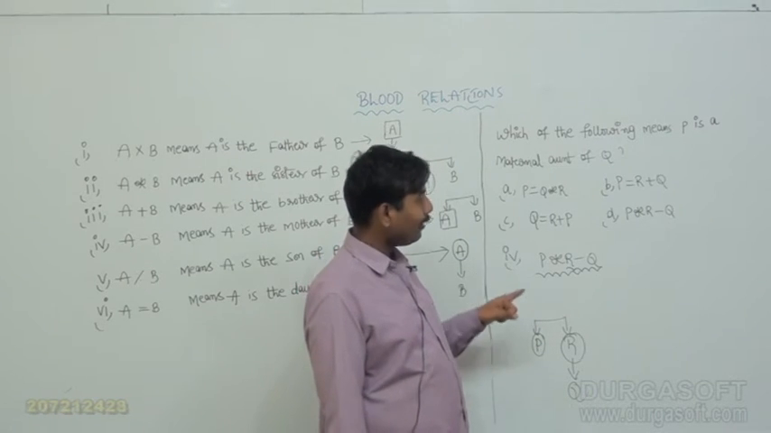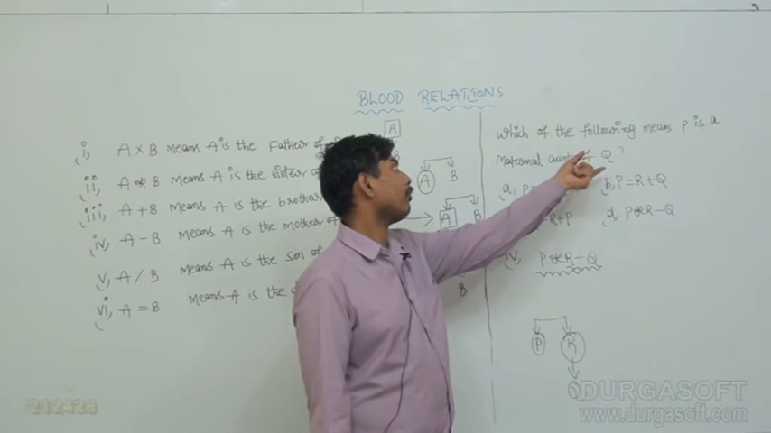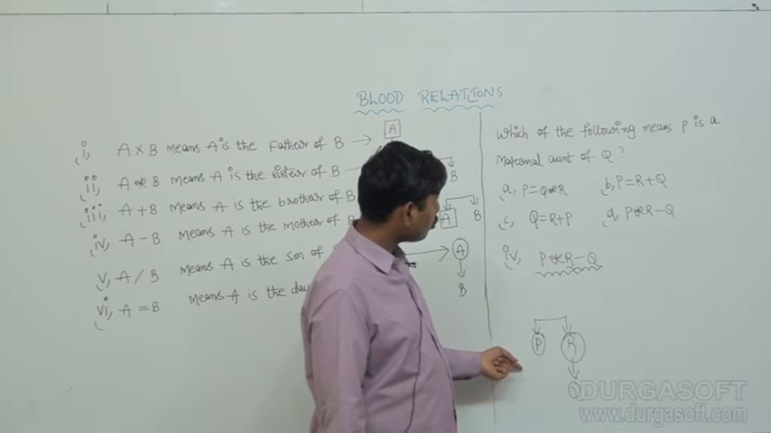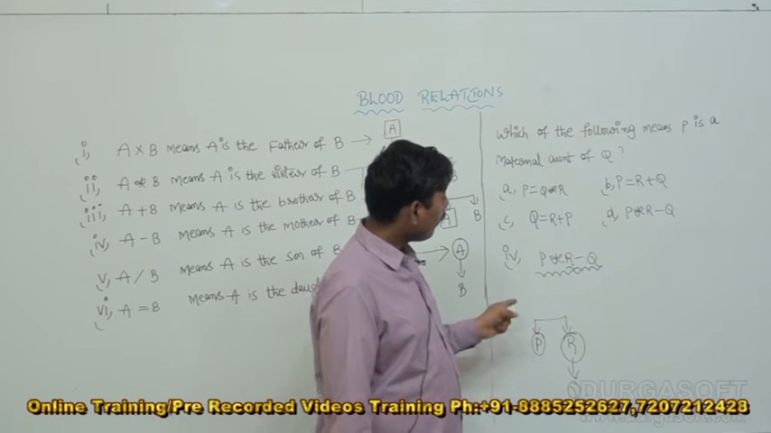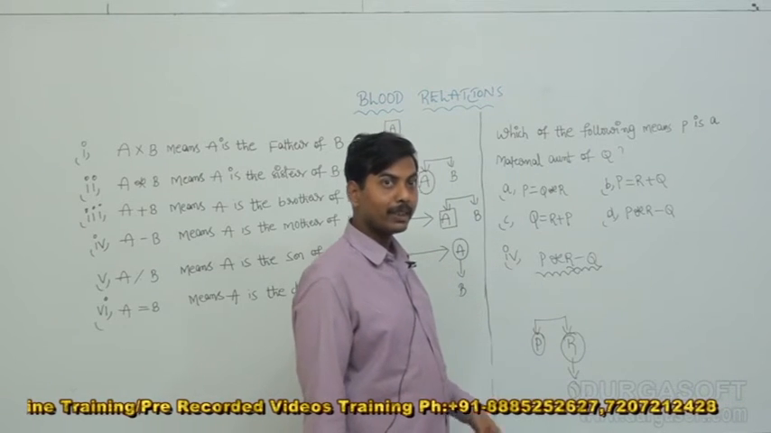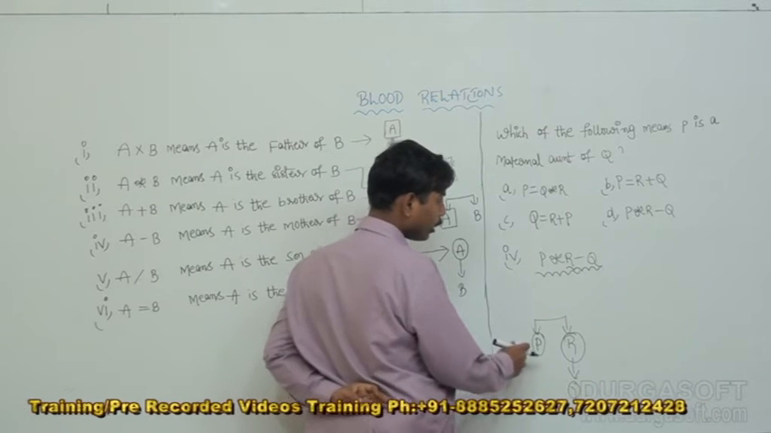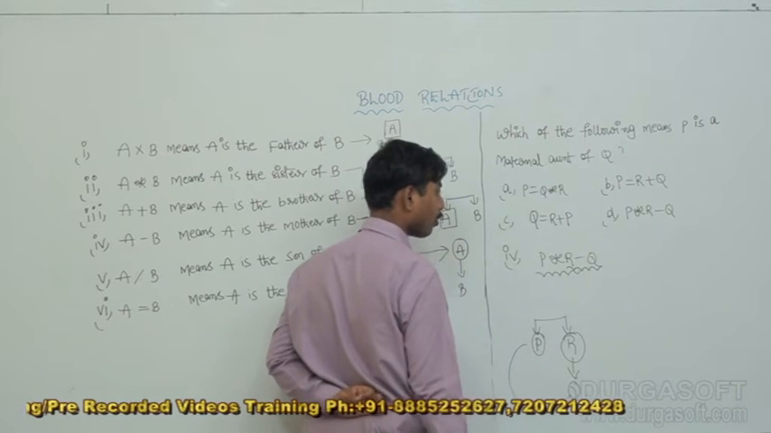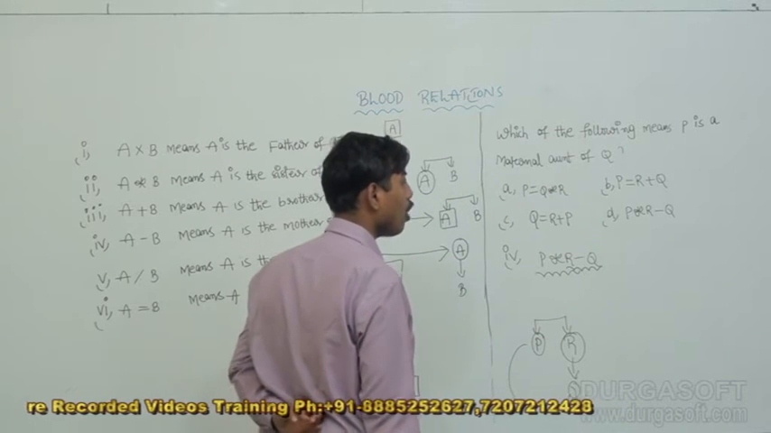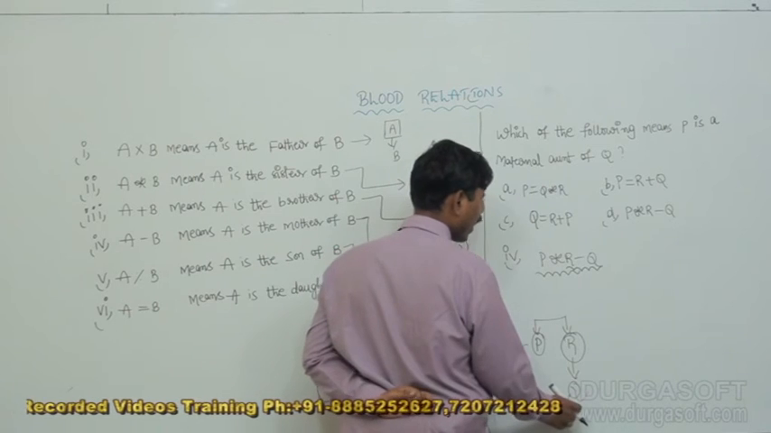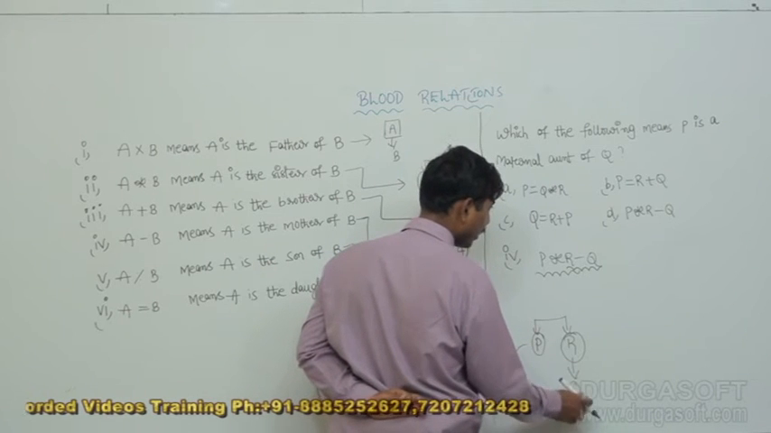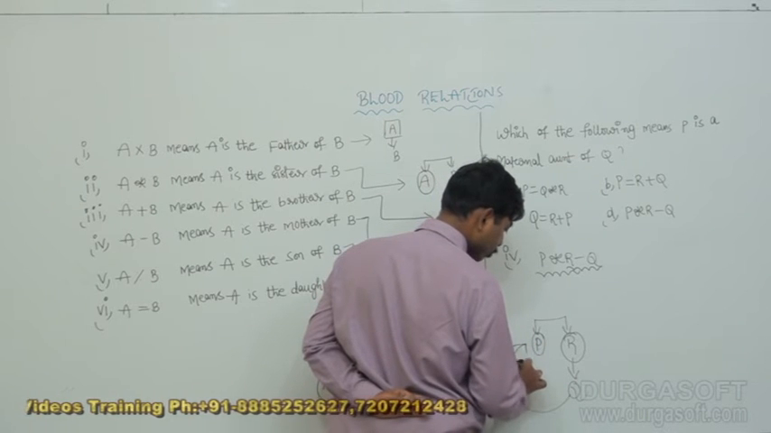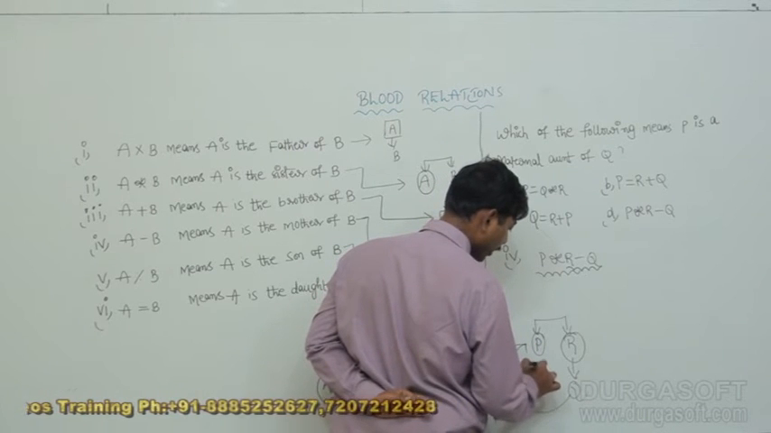Now let us take it. Is it satisfying our condition? Yes, why not? Please check it. How is P related to Q here? P is related to Q as maternal aunt only.